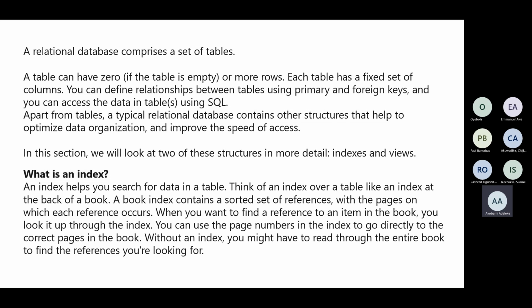A book index contains a sorted set of references with the pages on which each reference occurs. So if you want to find a reference to an item in the book, you look it up through the index. With the index at the back of the book, you know what range of pages to actually go to, and it helps you to save time and get to your destination much quicker than having to go through from the beginning of the book to the extreme end or to where you're going.